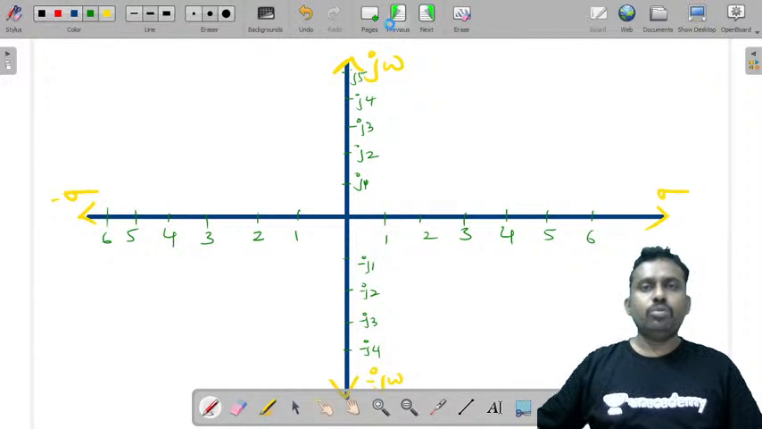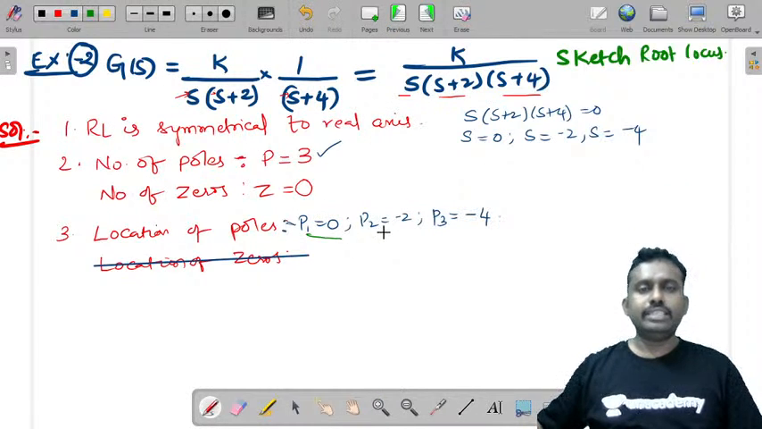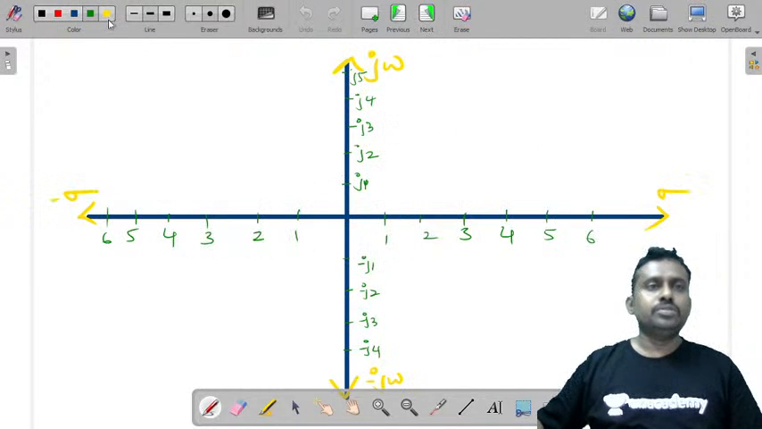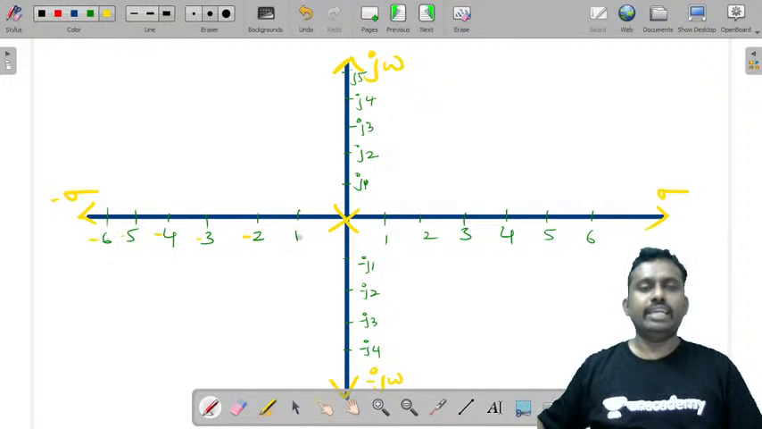Right? Now, where are the poles? Let us look at the poles. P1 is at 0, P2 is at minus 2, and P3 is at minus 4, and poles are represented by a cross mark. So let us represent 0, minus 2, minus 4. At 0 there is a pole, and these are minus 2, minus 3, minus 4, minus 5 on the negative real axis, right? So at minus 2 you have another pole, and at minus 4 you have another pole.